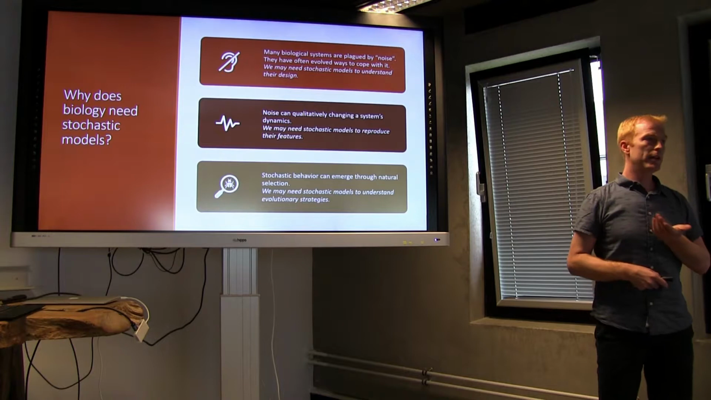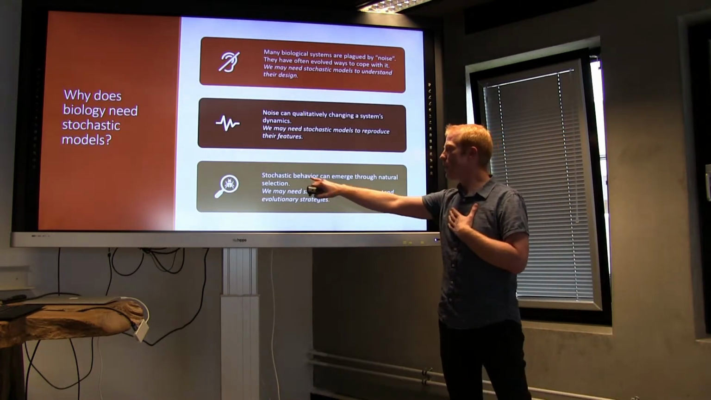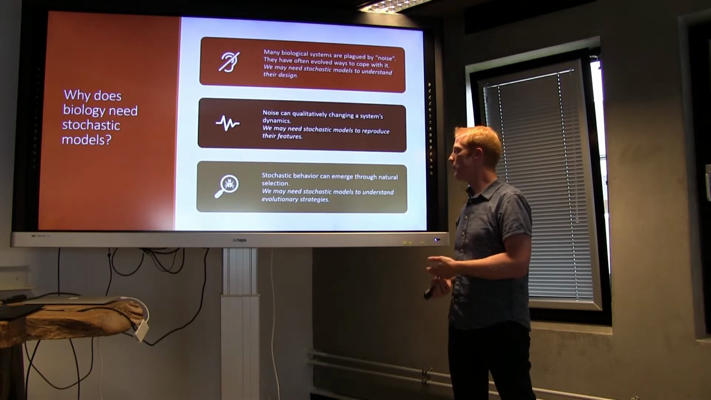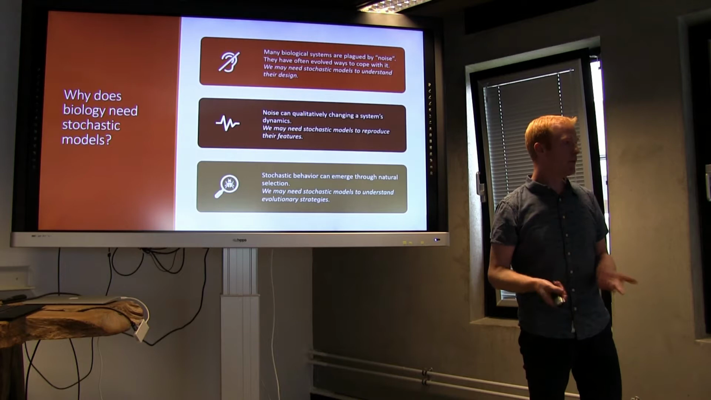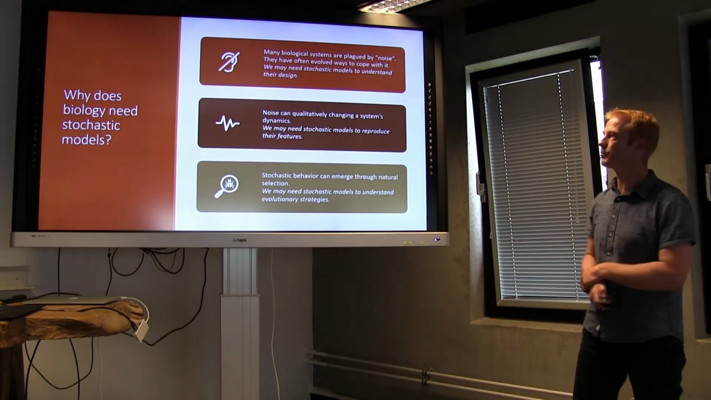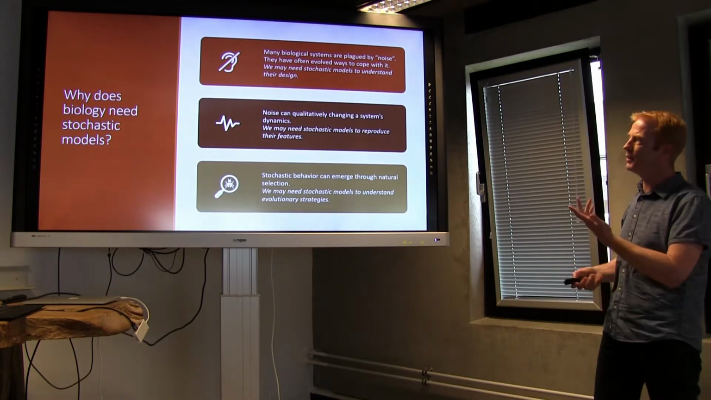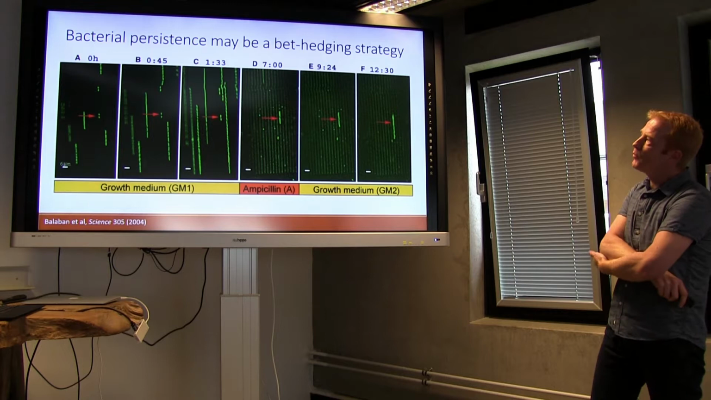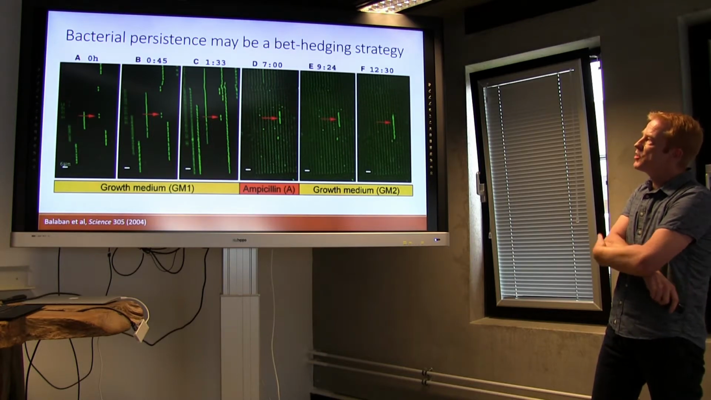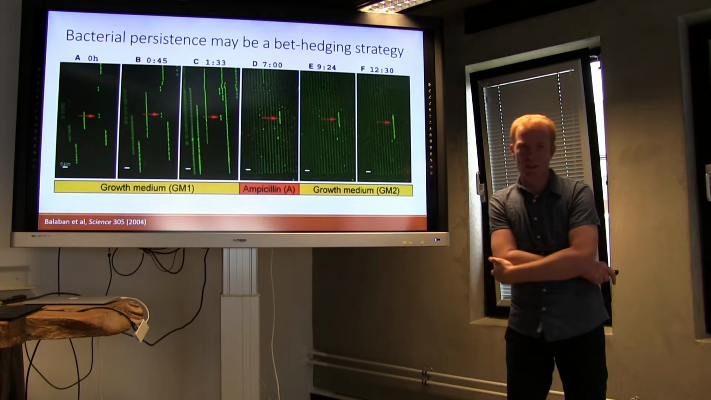There's a third reason why you need stochastic models, I think, and I like that one. And that's because stochastic behavior can actually emerge by natural selection. So natural selection can actually select random behavior in organisms. And there's actually two ways that I can think of that this can happen. Maybe one is a subclass of the other, but one example of this is at least suggested to be this. It's called bacterial persistence. So what is this?